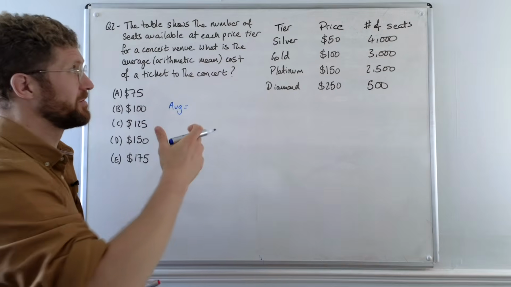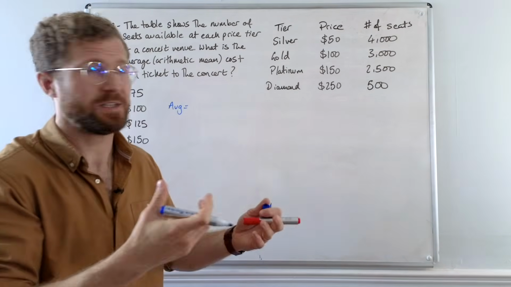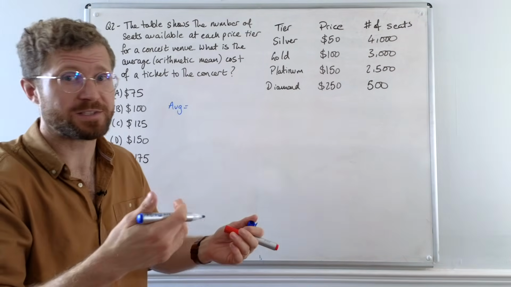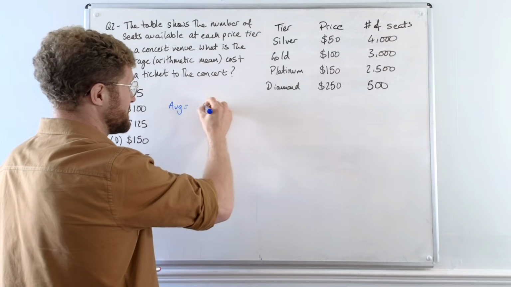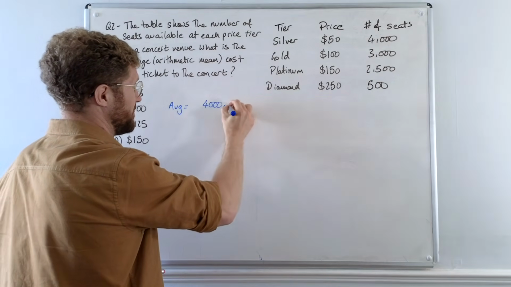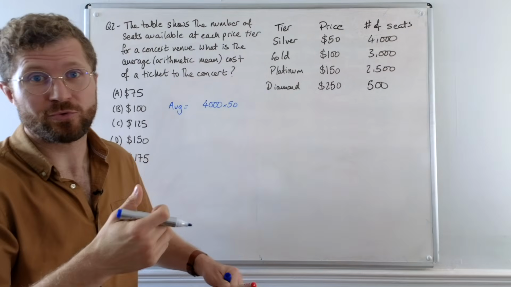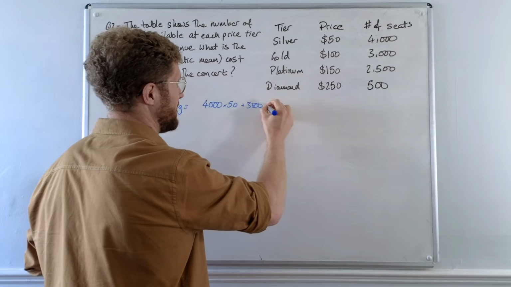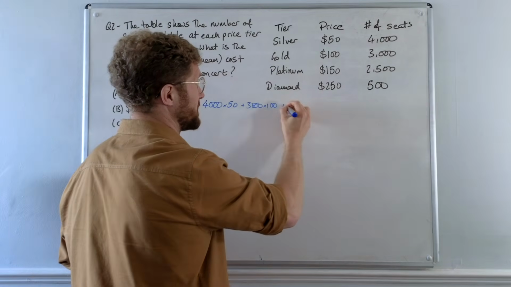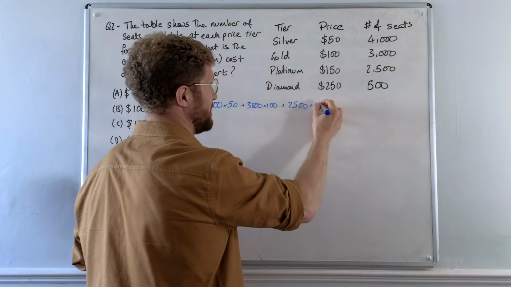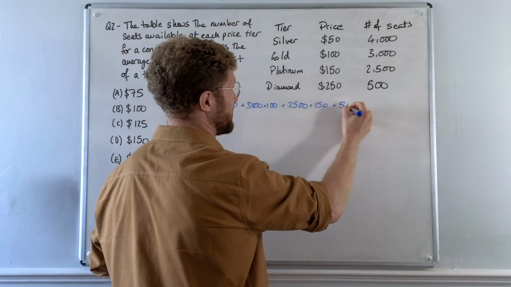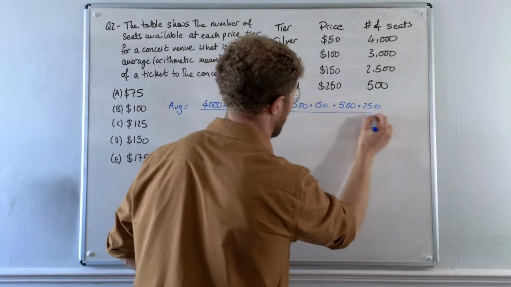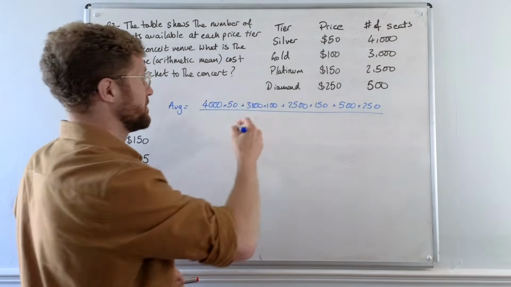The average, the thing that I'm looking for, well, I want the total price of all the tickets. Working through them at the silver level, I've got 4,000 tickets and they're $50 each. So the total cost of the silver tickets is going to be 4,000 times 50. And then I do the same thing for all the other tiers. So gold is going to be 3,000 tickets times $100 each. Platinum is going to be 2,500 tickets times $150 each. And for diamond, I've got 500 tickets multiplied by $250 each. And then I need to divide that whole thing by the total number of seats that we've got going on.